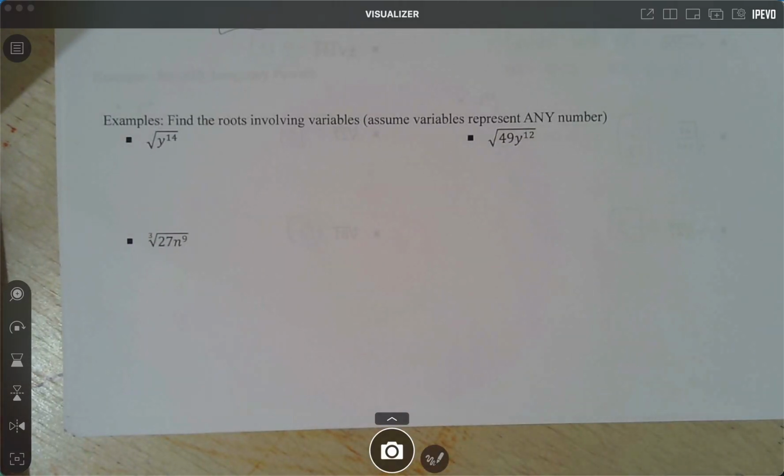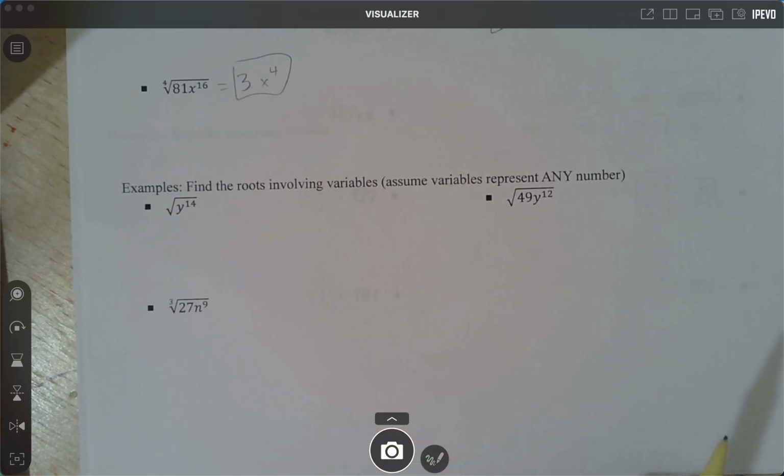Okay, now the next one is a little tricky, and this is something that will appear in your homework only. It won't be on your exam, but I want to show you that there is sometimes more than meets the eye in some of these ugly examples. So, let's see here. It now says assume variables represent any number.